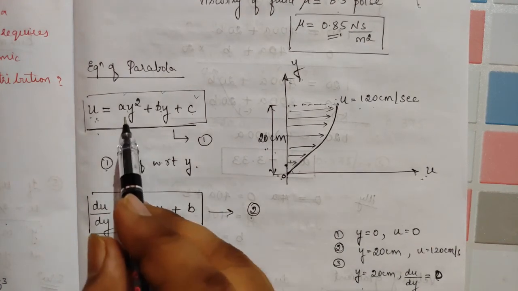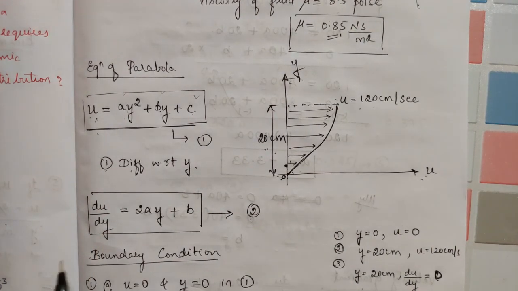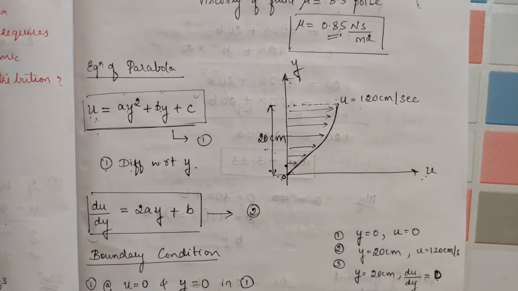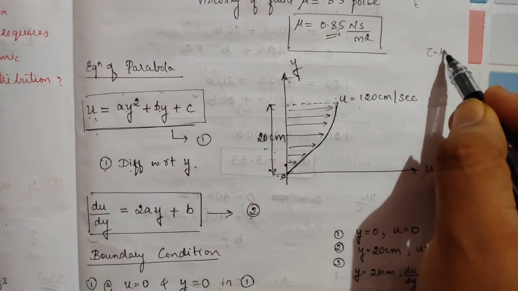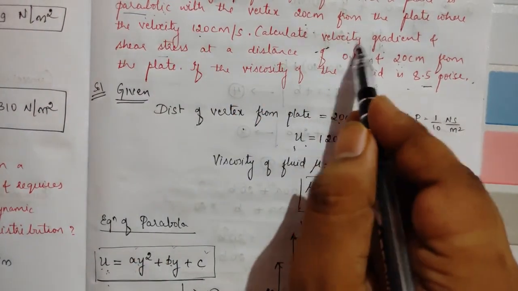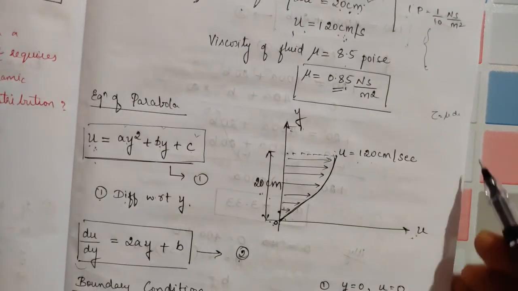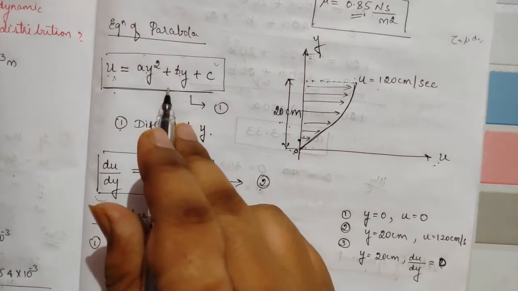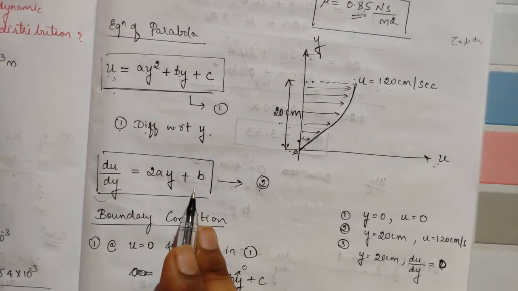So what I want is also the differentiation with respect to y. I want velocity gradient to find tau, to find shear stress, that is tau is equal to mu into du by dy. What I need to find here, for shear stress I need to find velocity gradient. So what is velocity gradient? Du by dy. I want du by dy. I differentiated with respect to y: 2ay plus b.